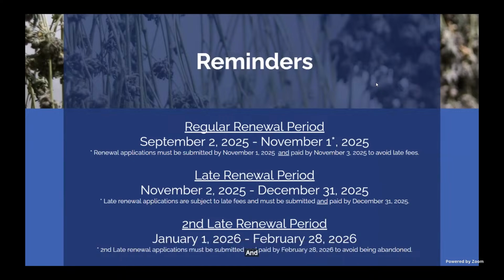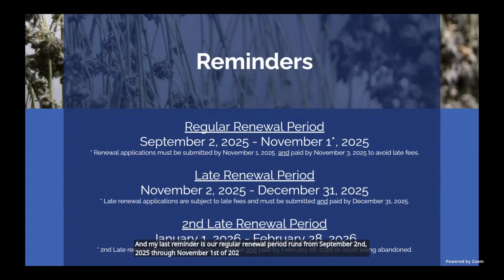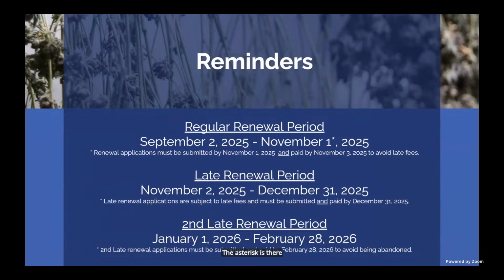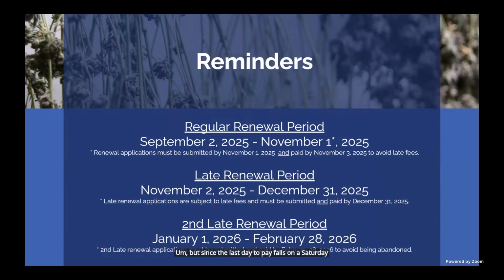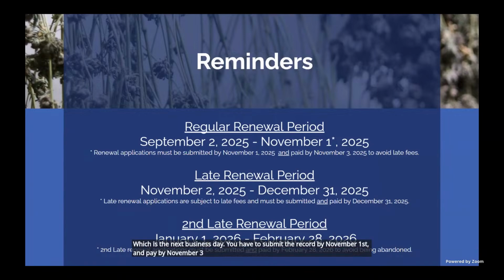And my last reminder is our regular renewal period runs from September 2nd, 2025 through November 1st of 2025. The asterisk is there because renewal applications must be submitted by November 1st of 2025. But since the last day to pay falls on a Saturday, the period of time to pay is extended to November 3rd of 2025, which is the next business day. You have to submit the record by November 1st and pay by November 3rd to avoid late fees.